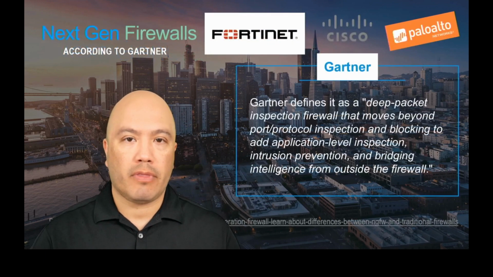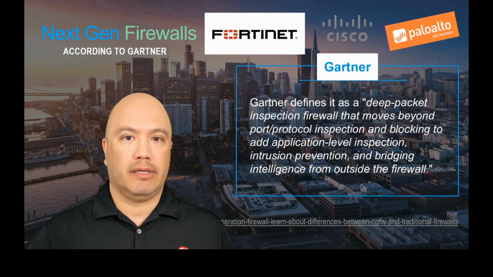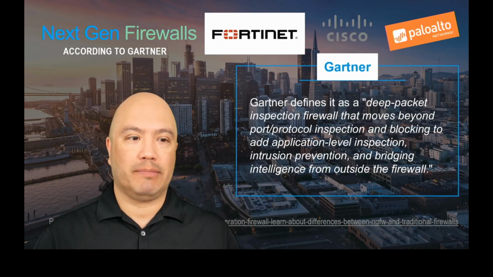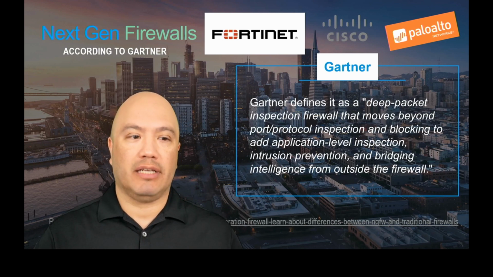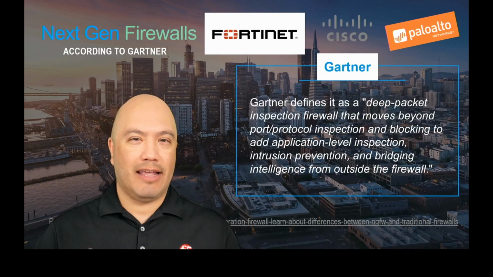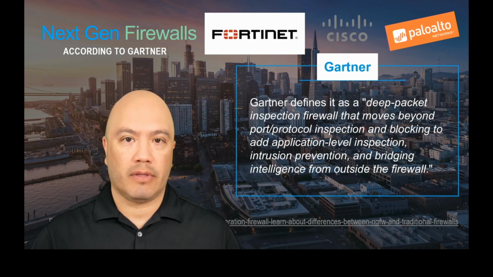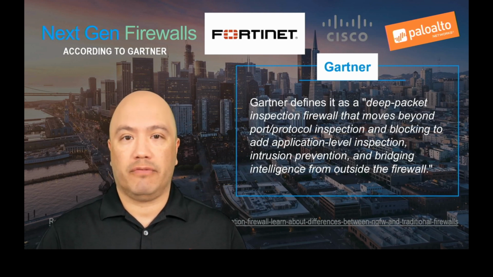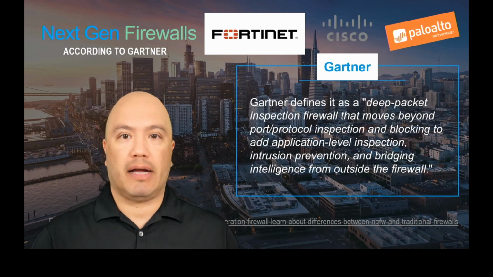Let's get started. So let's first define what a next-gen firewall is. I like to use independent research or independent firms like Gartner, right? So Gartner defines a next-gen firewall as a deep packet inspection firewall that moves beyond important protocols and blocking to add application level inspection. Also has the intrusion prevention. And the other big part of a next gen is taking in intelligence from outside of the firewall. So if you think of Palo Alto, for example, we're gonna be picking on Palo Alto in this video session, they pretty much check these boxes off, right?